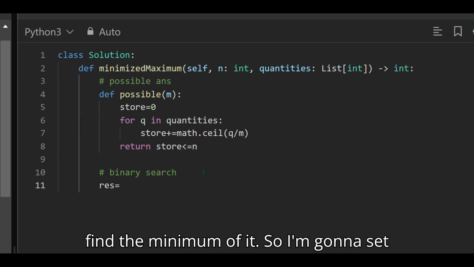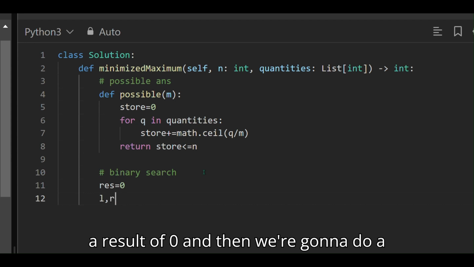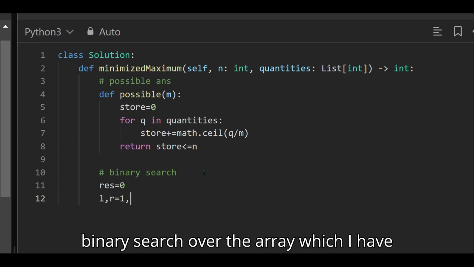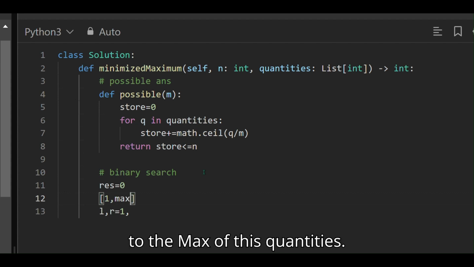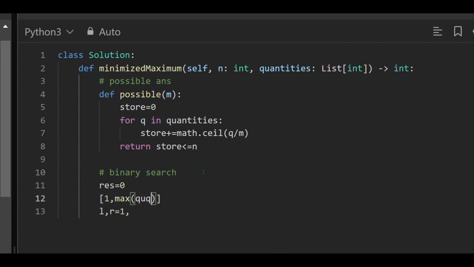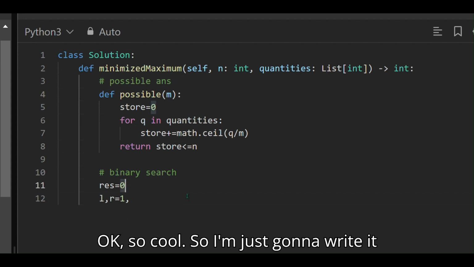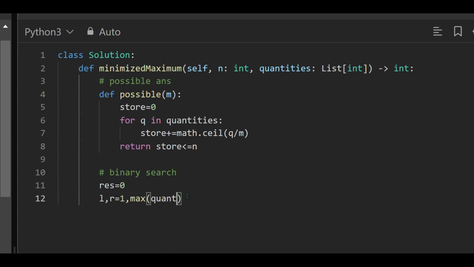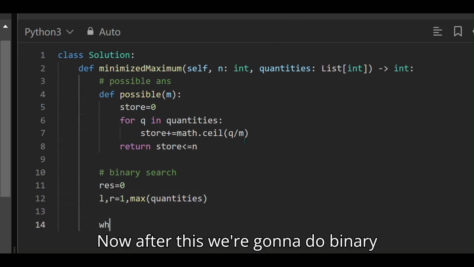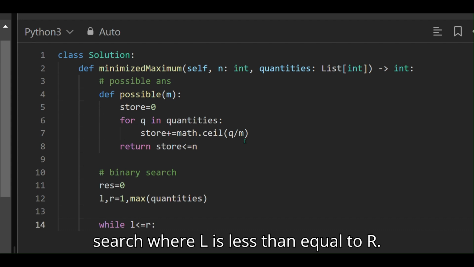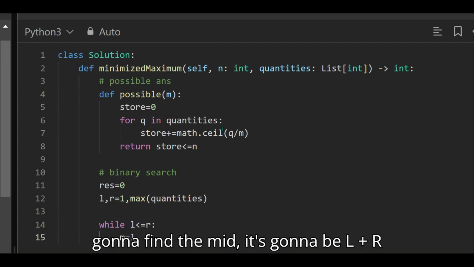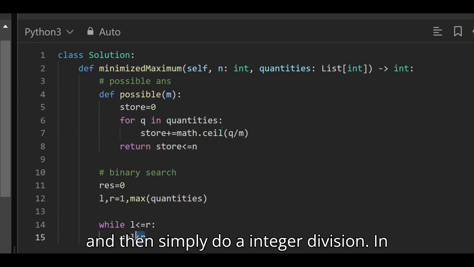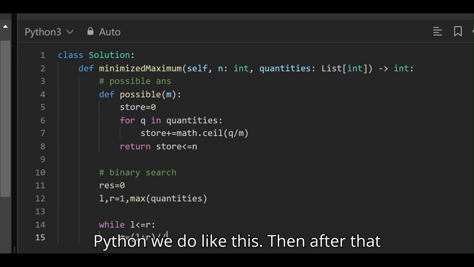So I'm going to set a result of 0, and then do a binary search over the range, which I have just shown you the answer lies in: from 1 up to where? Up to the max of the quantities. So I'm just going to write it up for you: it is the max of the quantities. Now, we're going to do binary search where L is less than or equal to R. First of all, we find the mid: it's going to be L plus R, and then simply do an integer division. In Python, we do it like this.